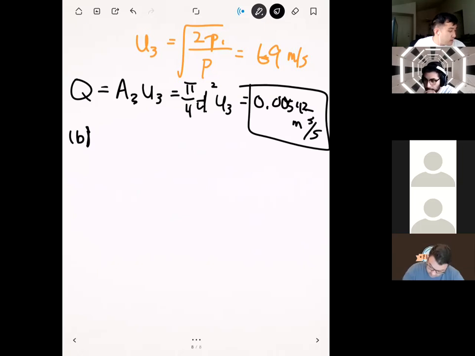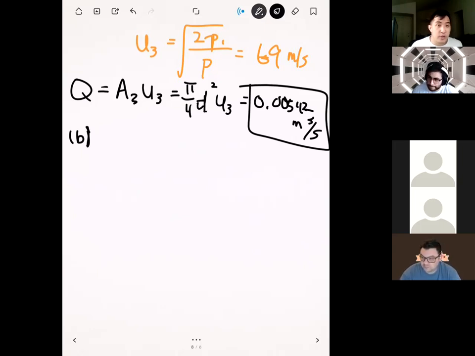And so that's part A. In part A, we basically used Bernoulli to solve for the velocities. And then once we have the velocity, we multiply by the area, and that's how we got flow rate. Okay. And so part B is asking us to solve for the pressure at location 2.